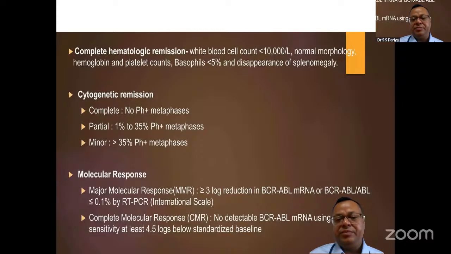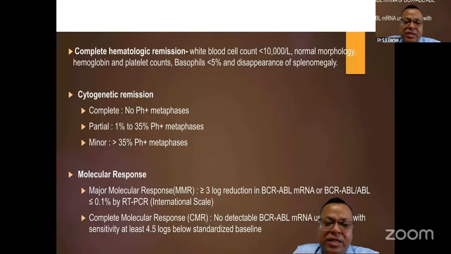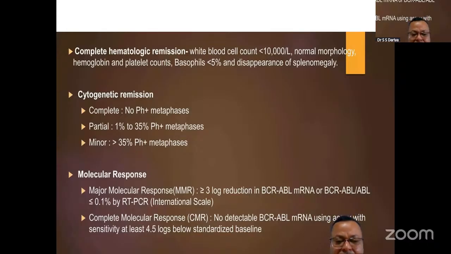If TLC comes down to 10,000, spleen is okay, basophils are less than 5, it means the patient is improving or in remission. Second, the cytogenetic remission. How will we see whether the patient is cytogenetically improving or not? Complete remission means no Philadelphia metaphases are present. Partial, if 1 to 35% Philadelphia metaphases are present, and minor, if more than 35% of Philadelphia metaphases are present. Then we will see the different types of cytogenetic remissions.